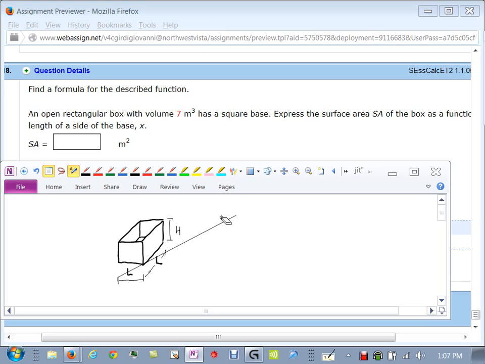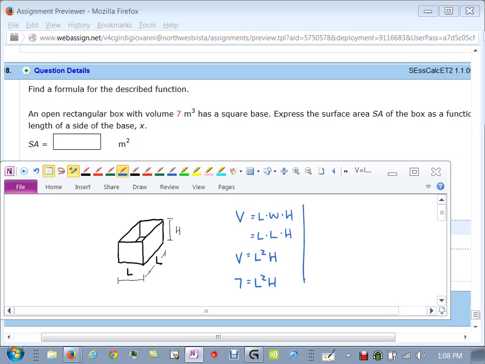Well, the volume of a box is length times width times height. But our length and our width are the same here, right? So my volume is L squared times H. And we're told that that's 7. So 7 equals L squared H. All right, let's just keep that in mind.